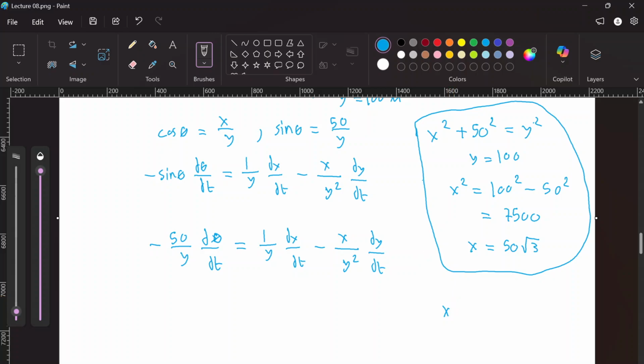Don't worry, this is the hard solution. I will give you an easier one, but I need to show you this to know that you can solve using this if you want. So let me show you how to find the dy over dt. x squared plus 50 squared equals y squared. Now differentiate this equation. What's the derivative of 50 squared? 0, because it's constant. What's the derivative of x squared? It's 2x dx over dt equals 2y dy over dt.